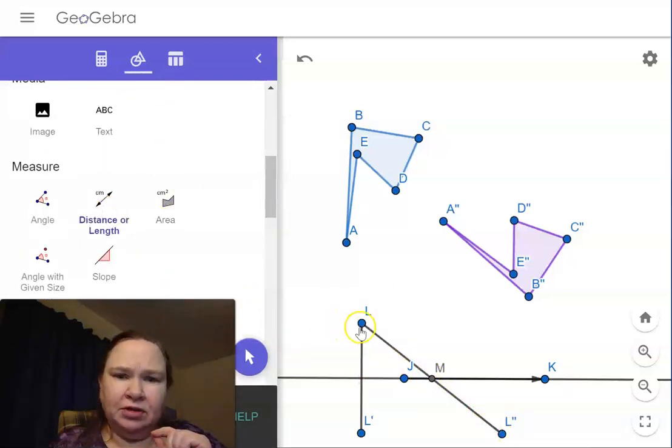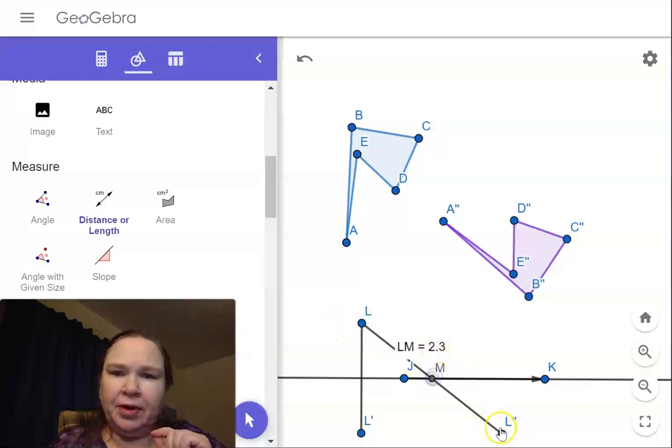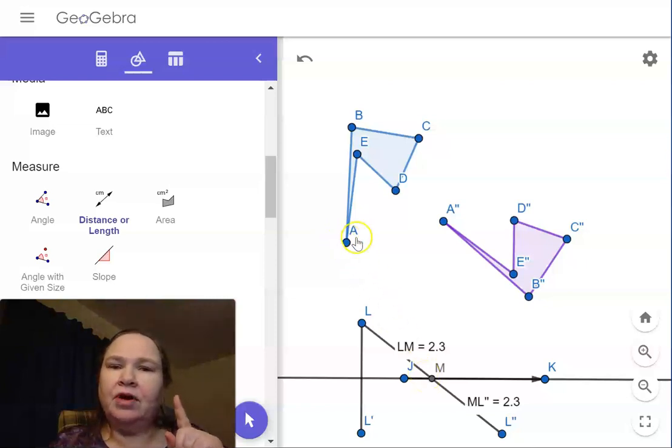So I'm going to measure the distance from L to M and the distance from M to L double prime, and those come out to be the same. So that's the midpoint. So what's going to happen if I look at the midpoints of the segments that go between the before and after points? They should all lie somewhere on the reflection line. So this isn't going to get me my vector yet, but it is going to get me my reflection line.